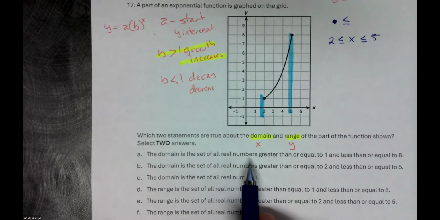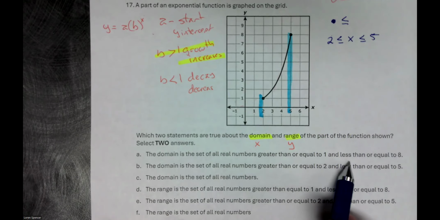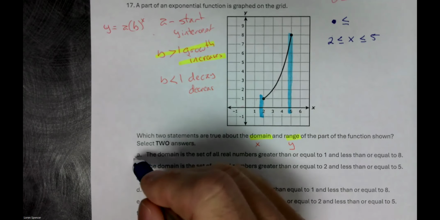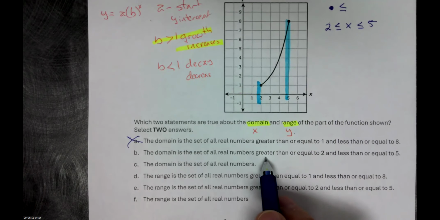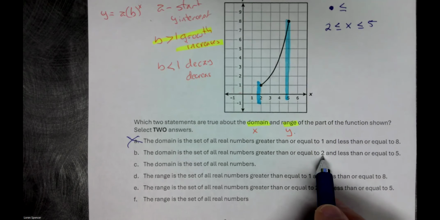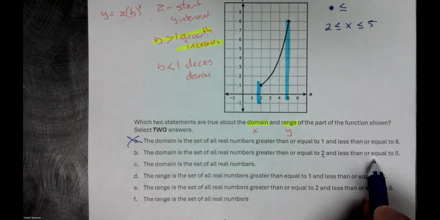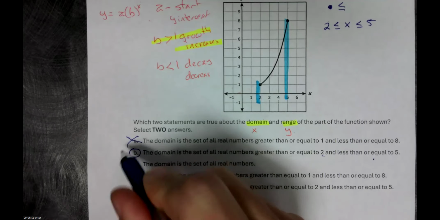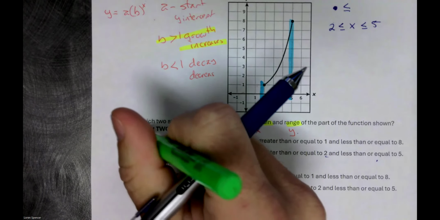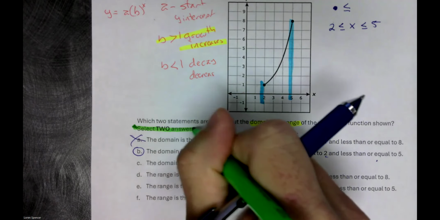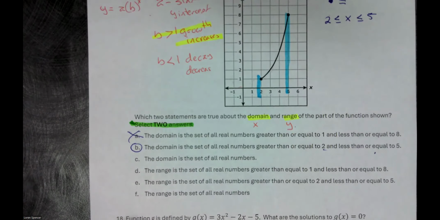So the domain is a set of all real numbers greater than or equal to 1 and less than or equal to 8. Nope. We're looking for 2 and 5. The domain is a set of all real numbers greater than or equal to 2 and less than or equal to 5. Bing, bing, bing. That's correct. But we got to slow down. Can't forget this. It says select 2 answers. So we selected one, we need to find the other.